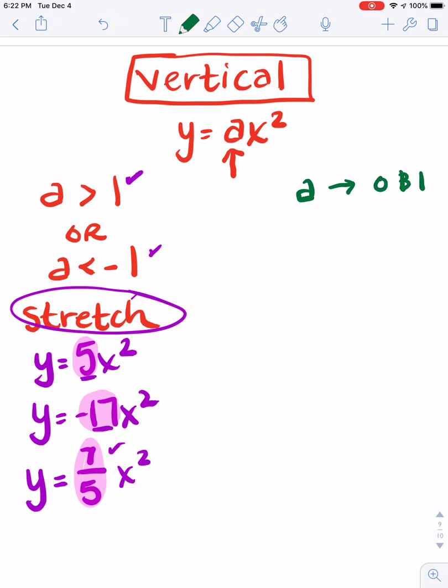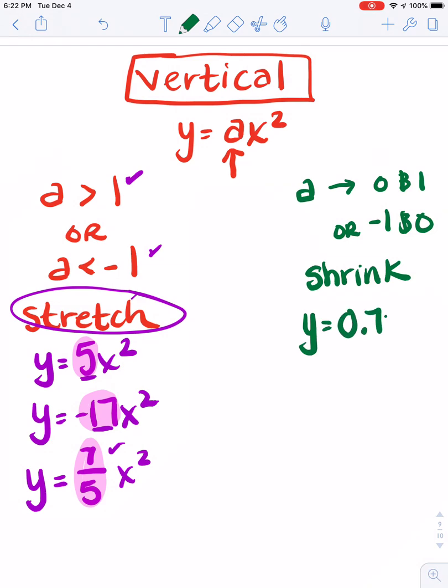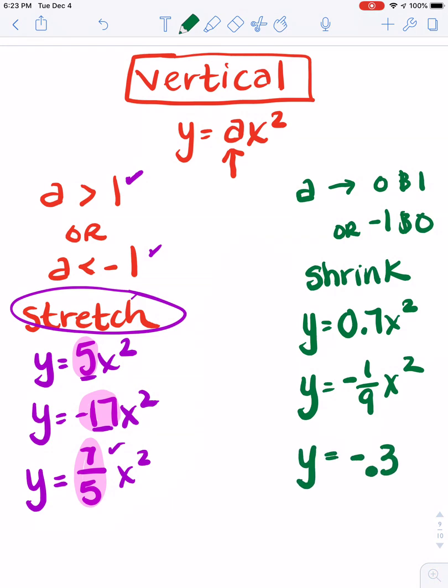So now if we talk about the other A values, if A is somehow between 0 and 1, or -1 and 0, it's going to fit in this category for a shrink. So an idea of a shrink would be y equals 0.7x squared. y equals -1/9 x squared. Or y equals -0.3 x squared. So again, I'm focused on this A value, which would be these numbers.